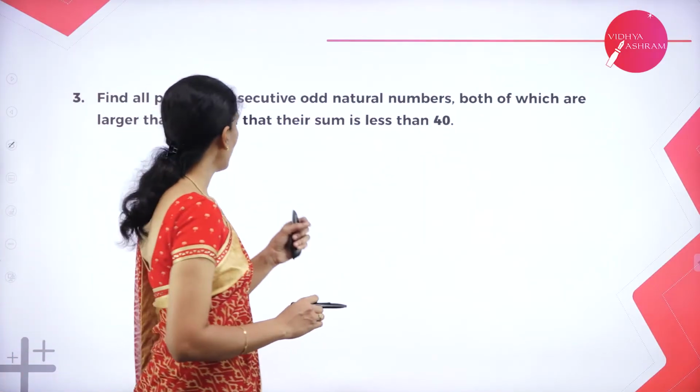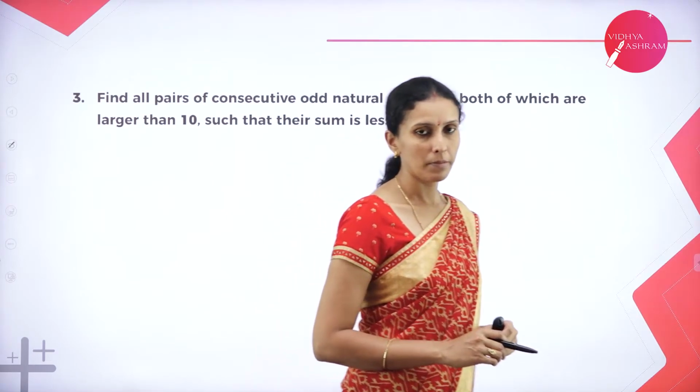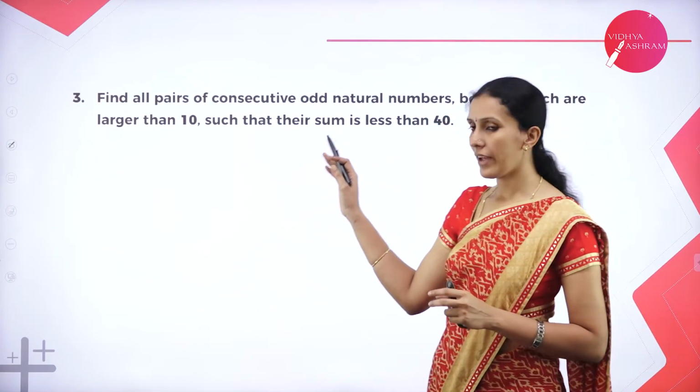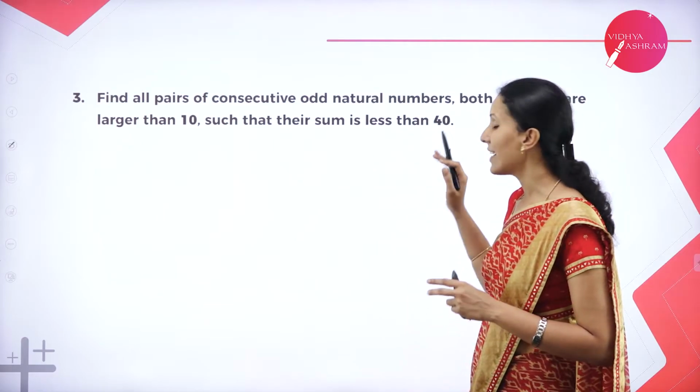Next question. Find all the pairs of consecutive natural numbers, both of which are larger than 10, such that their sum is less than 40.